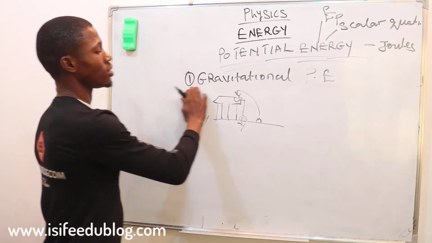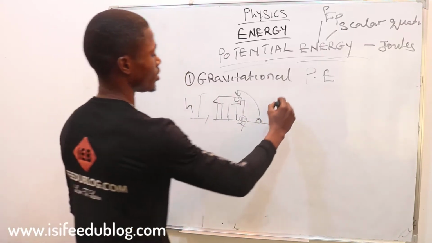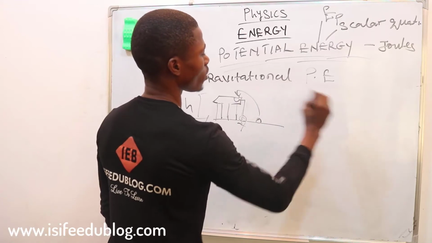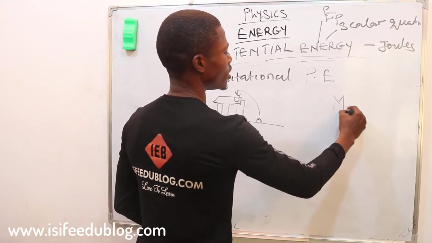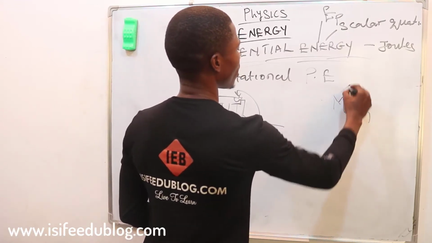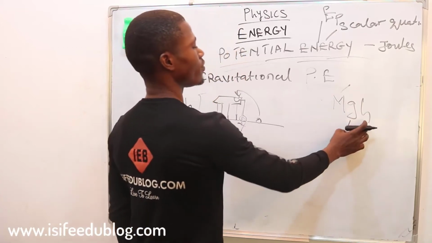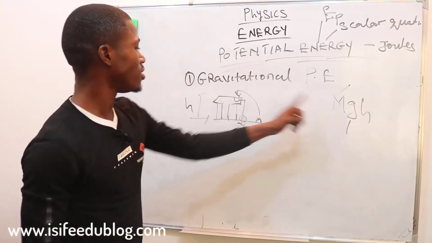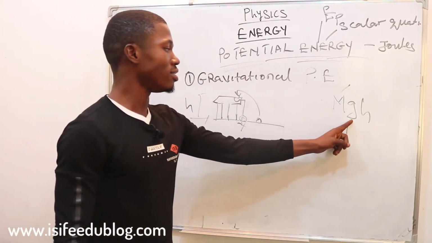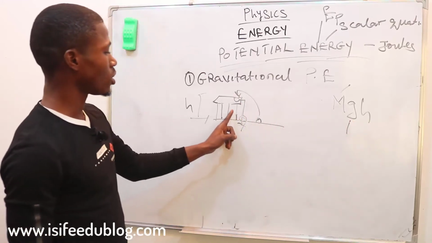Okay, this is about gravitational potential energy, and gravitational potential energy possesses the formula mgh. This is our mass, our acceleration due to gravity, and our height. This is the mass of the stone. This is the acceleration due to gravity.